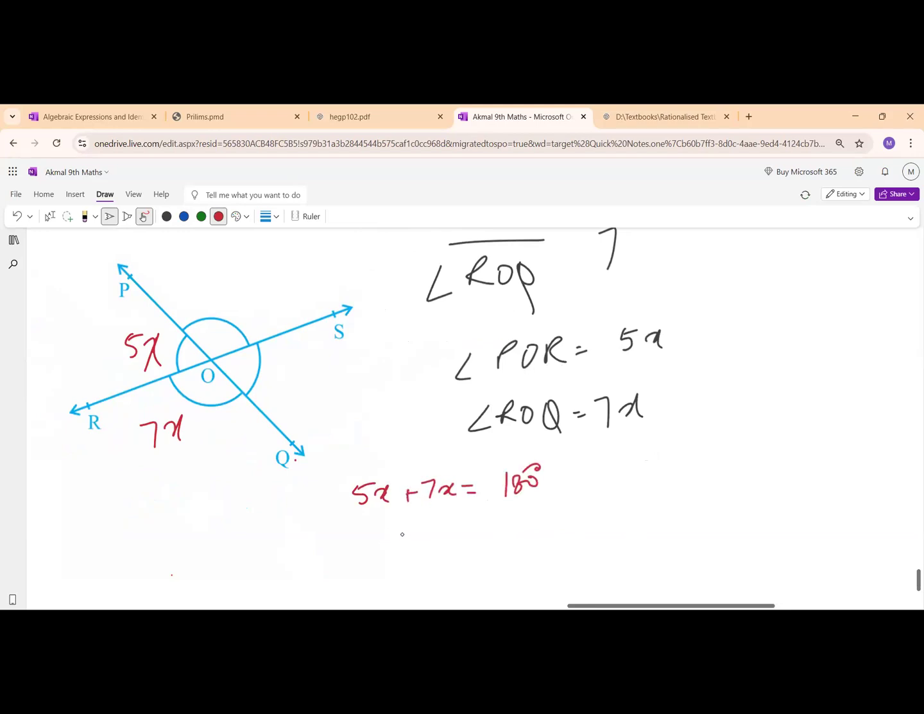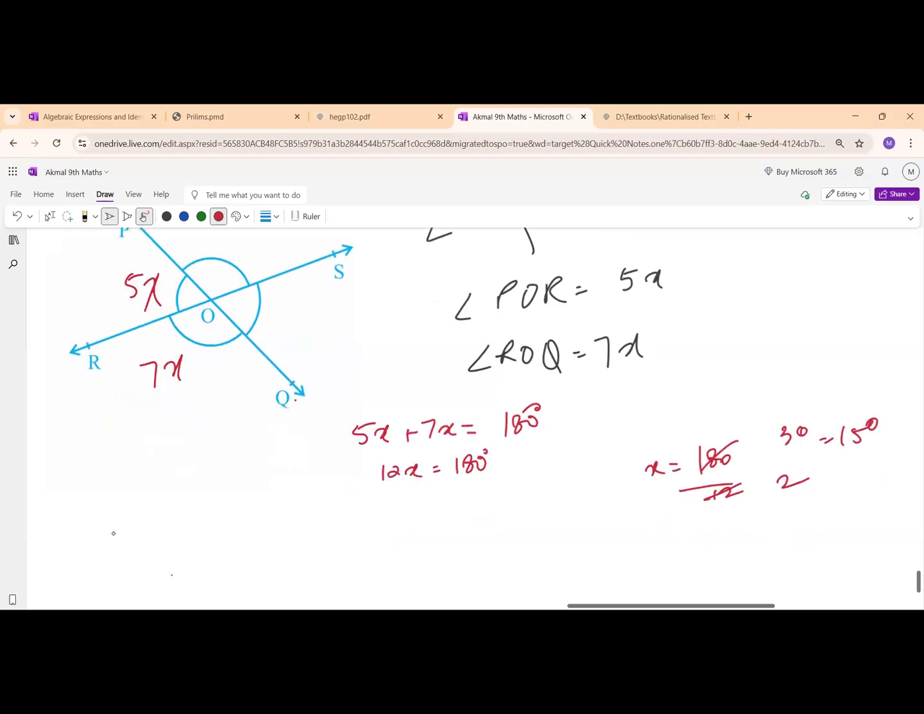So 5 plus 7 is 12. So 12x is equal to 180. So x is therefore equal to 180 by 12. Okay, that is, 6 2s are 12, 6 30s are 180, so that is 15 degrees. Okay, Akmal, x is coming as 15.